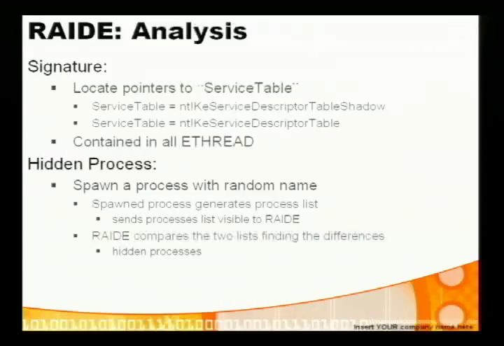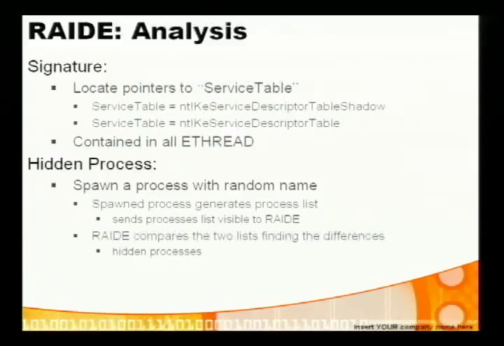The service table, depending on the thread and whether it's GUI or not, will point either to the KeServiceDescriptorTableShadow or the KeServiceDescriptorTable. We locate pointers to either one, and then we know that it's a thread, and we look back and find its process. We keep what we call a master list in the kernel of all the processes we can see in memory. And then we spawn a process, as we said earlier, with a random name.